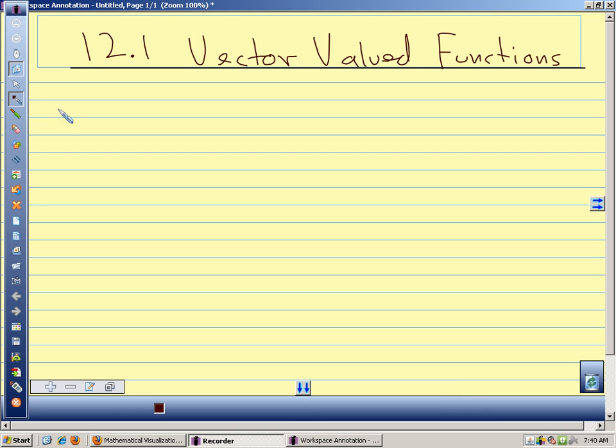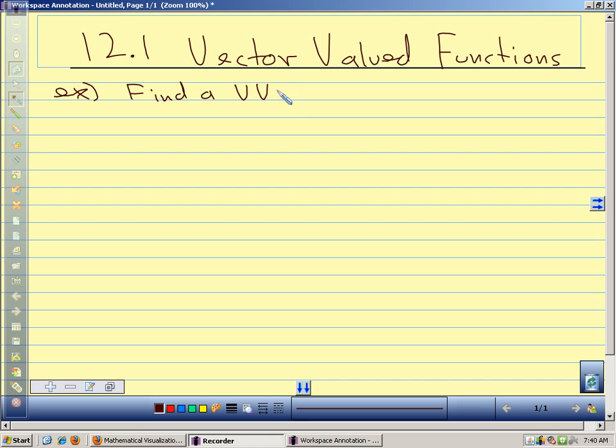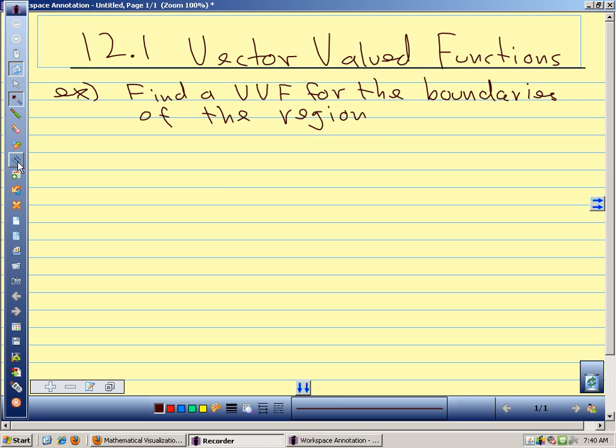So what we want to do today is be able to translate from a graph, like I said, to a vector valued function. So we're just going to start with some examples. We want to find a vector valued function for the boundaries of this region. And we're just going to do a two-dimensional graph to make our lives a little easier at first.